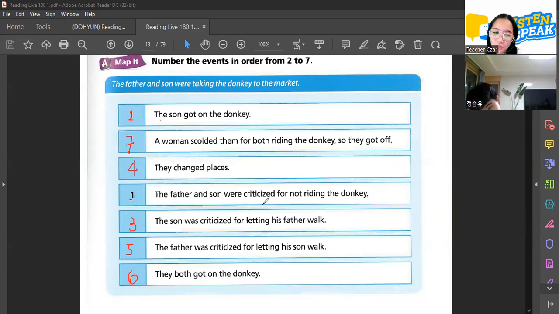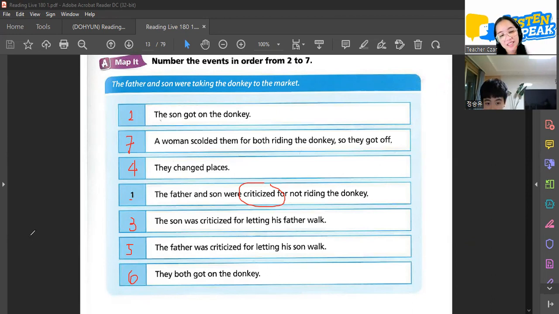Okay, so as you can see, they were being criticized. Do you know the word criticized? No. Okay, so criticized means to indicate faults or a disapproving way, disapproval by others. As you can see, they were criticized for not riding the donkey, because some people disapproved of them not riding the donkey. But after satisfying the request of some people, they were criticized also for riding the donkey, by walking alone, or by letting their son walk alone. So they always try to please the people who surround them. Do you have any more questions about this?